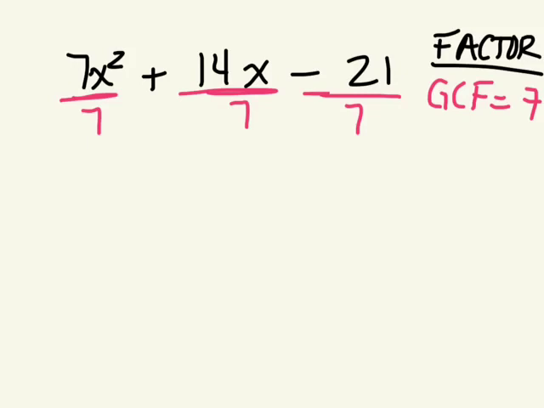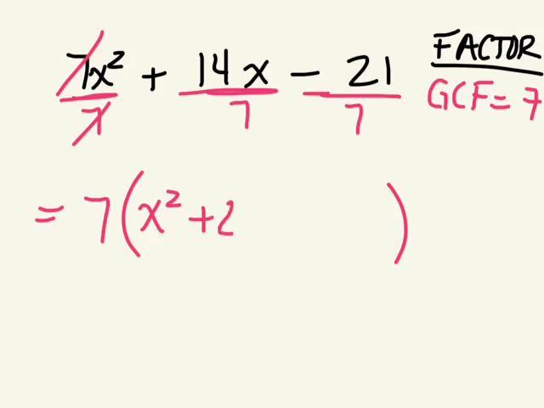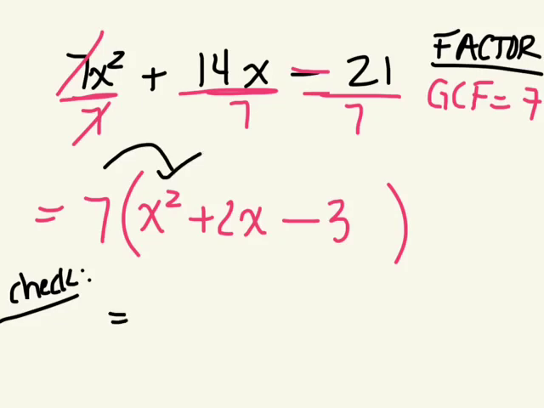So how would I rewrite this in factored form? 7 times, what's 7 divided by 7? What's 14x divided by 7? Positive 2x. What's negative 21 divided by 7? Negative 3. That's it. We factored it. Check to make sure it actually represents the exact same thing. 7 times x squared.